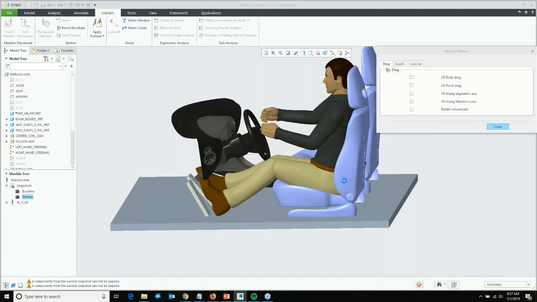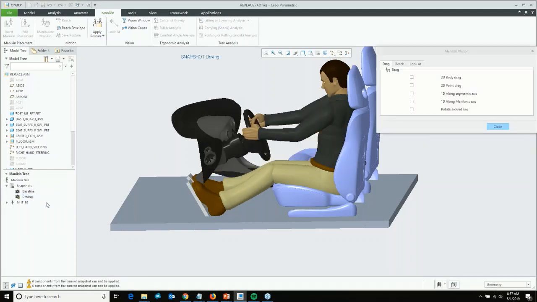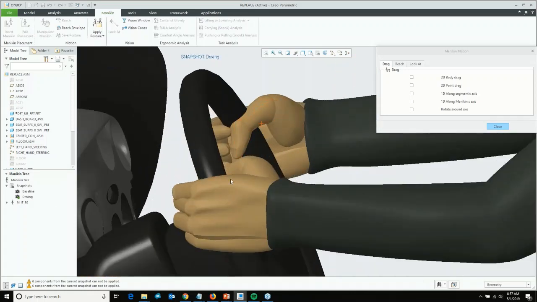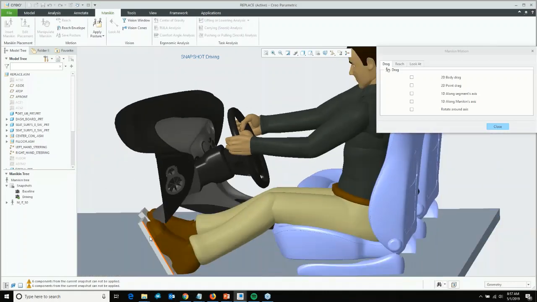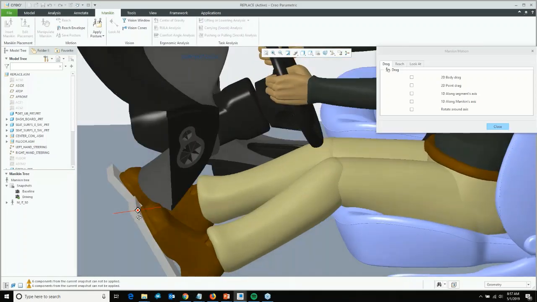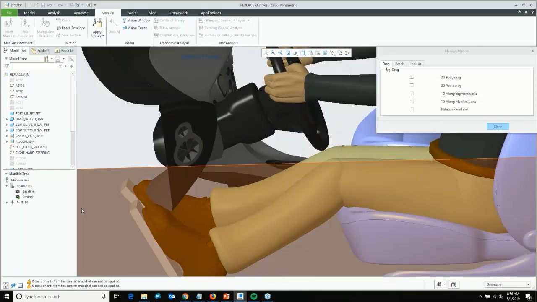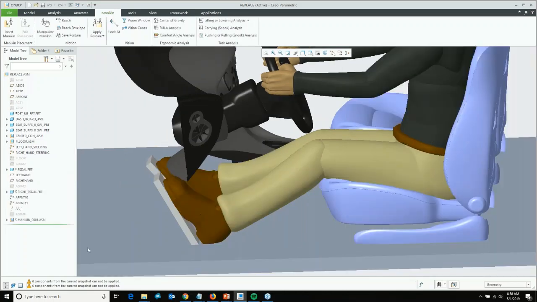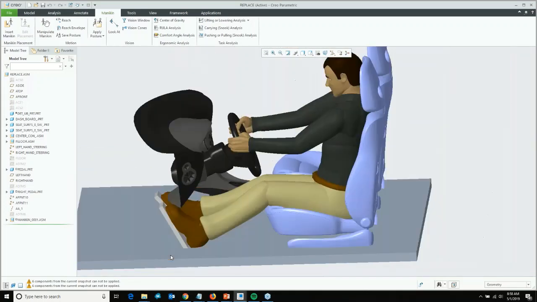In this case, there's already a snapshot that's saved, and we'll go ahead and apply the snapshot, and you'll notice now our mannequin is gripping onto the steering wheel, right? And their feet are touching the pedals, right? And we could clearly see, okay, yes, the pedals are not too far out to where the person can't reach them, for example, right? The other thing we could also do, you'll notice there were two snapshots in there that already define the position of different configurations of this mannequin in this scenario.